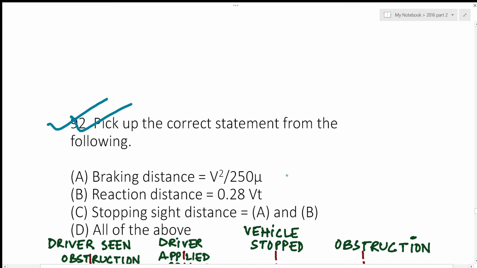Braking distance is given by v square by 250 mu. Reaction distance is given by 0.28 vt. Stopping distance is given as a plus b. The answer should be all of the above.